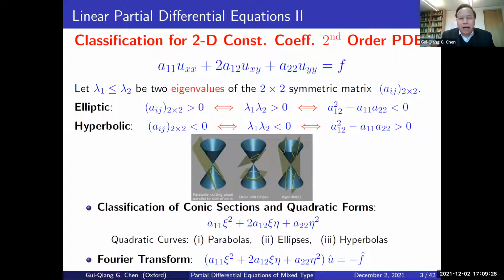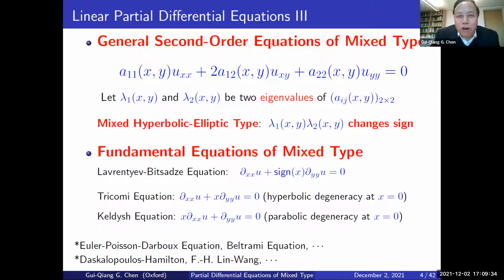However, for the variable coefficient case, the situation is more complicated. In this case, the Aij are of course not constant anymore, and depend on the two independent variables x, y. Then again we can do the same thing and compute the two eigenvalues. The type of equation is determined by the signature of the eigenvalues. The two eigenvalues could change: in some domain positive, in some domain negative. So generically it could be of mixed type.